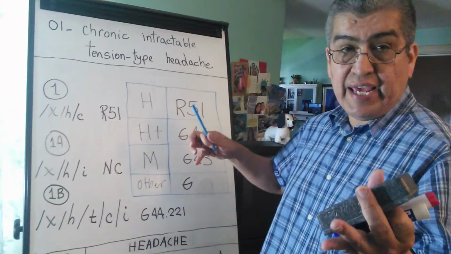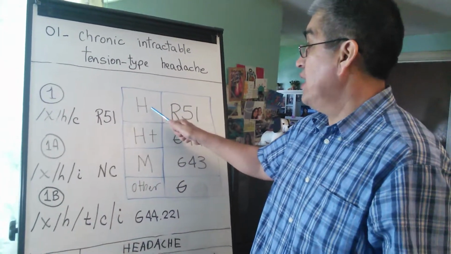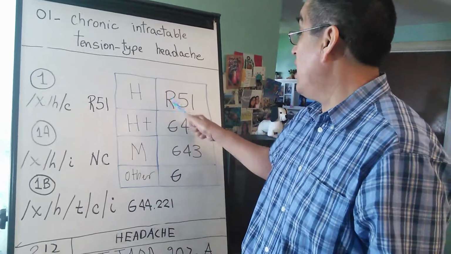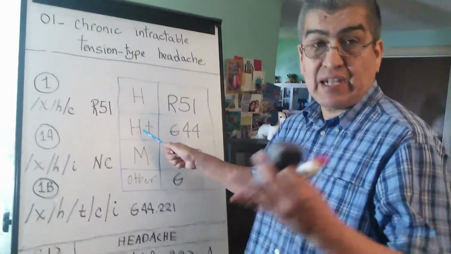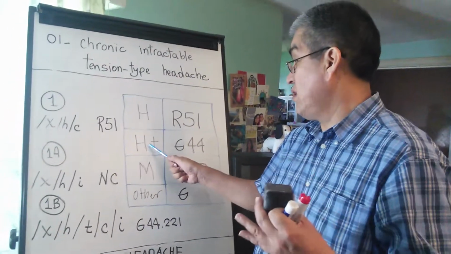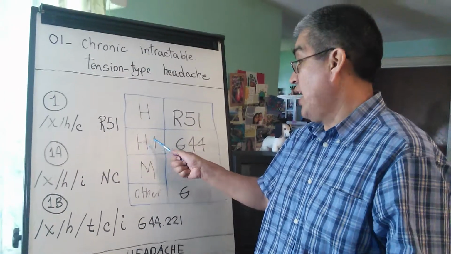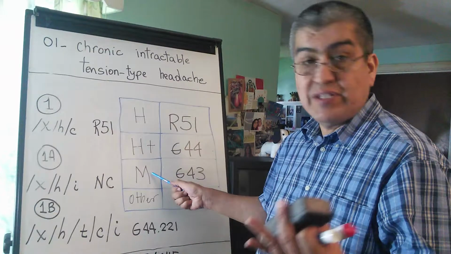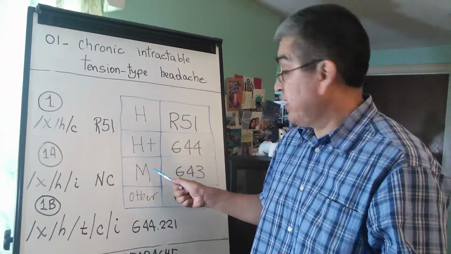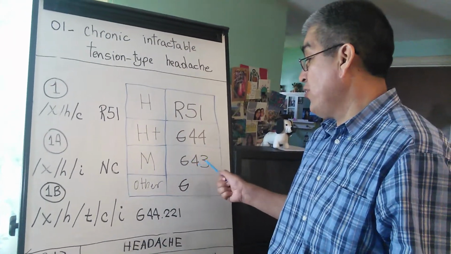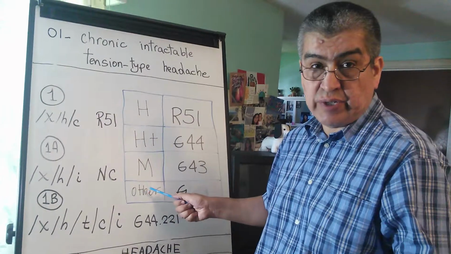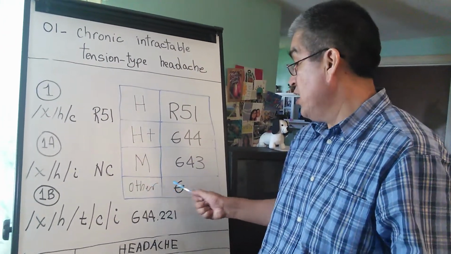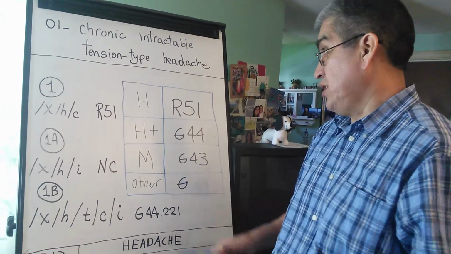When you have a headache, there are 4 ways to type it. If it's just a headache, it's R51. If it's a complicated headache, it has some other conditions associated to the headache, then the category is G44. If it's migraine, it has to say migraine in the text, and the category is G43. And there are other instances when it's the result of other conditions, and it just starts with the letter G.